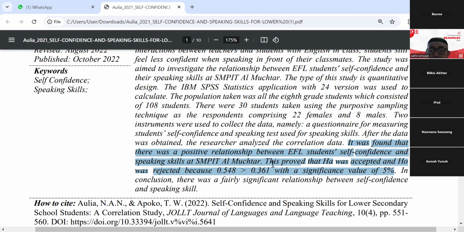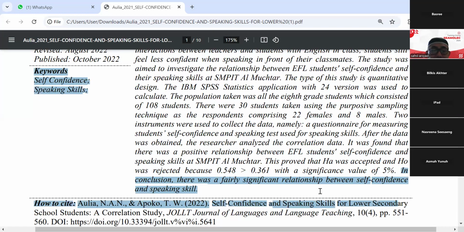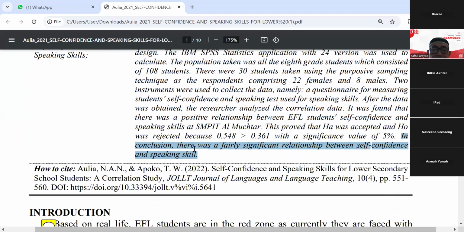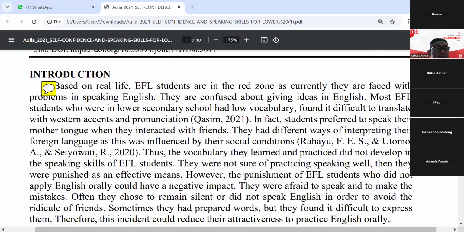This proved that hypothesis A was accepted and the null hypothesis was rejected. And then finally, in conclusion, there's move 5. So the longest one here is move 3. Okay, now the introduction.